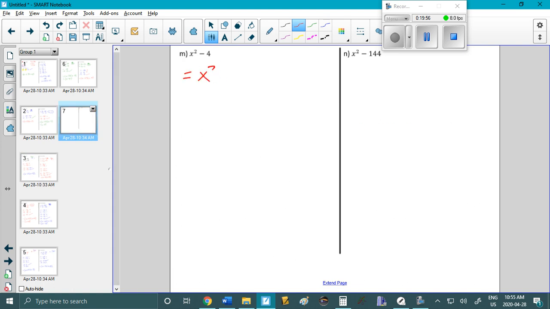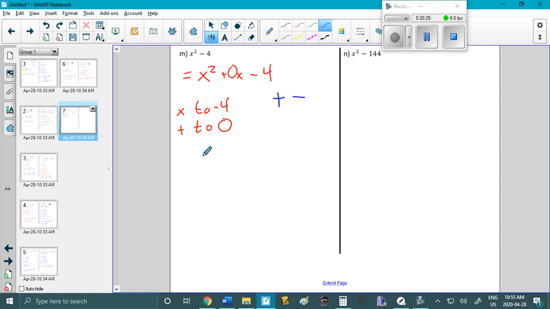So the first thing I do, I rewrite this. And I put an x term in the middle. And if there is none, then that means there's 0 x's. So we need numbers that multiply to -4 and add to 0. And if two numbers multiply to -4 and add to 0, well, if they add to 0, we know they're both the same, but one's positive and one's negative. And we know if it multiplies to a negative, it's a positive and a negative.